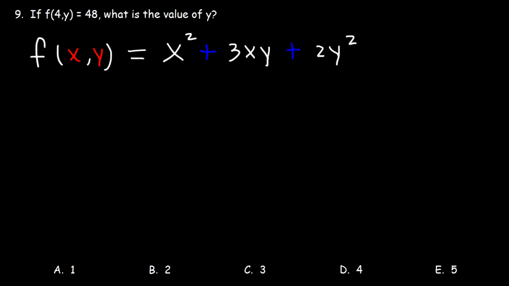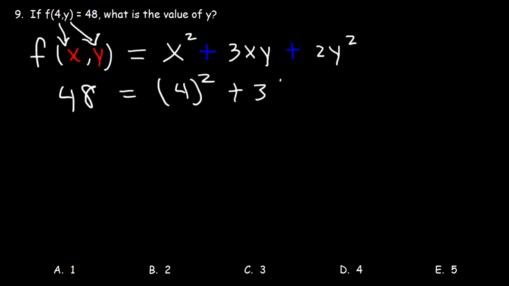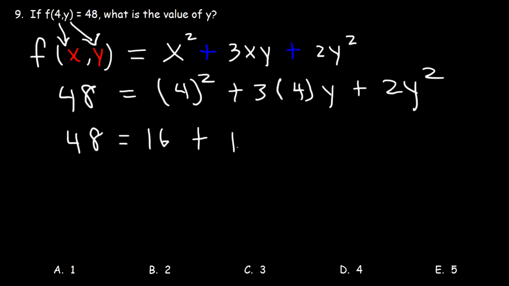Number 9. If f of 4 comma y is 48, what is the value of y? So we can replace this with 48 because the function is 48 and x is equal to 4. The first number corresponds to x, the second number corresponds to y. And our goal is to find the value of y. 4 squared is 4 times 4, that's 16. 3 times 4 is 12. And so this is what we have.